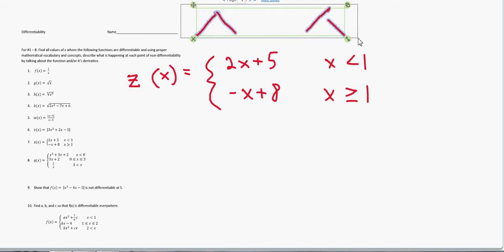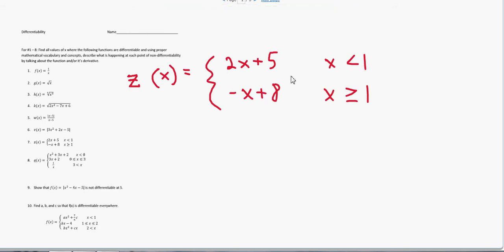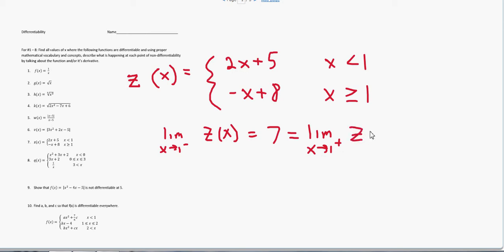So you do that. Really, just a real quick check is you plug 1 into both of them because that's where they meet. When you plug in 1 here, you get 7. You plug 1 in here, you get 7. Okay. Now, what you're really doing when you plug in that 1 is you're really doing the limit as x approaches 1 from below of z of x is equal to 7, which is equal to the limit as x approaches 1 from above of z of x.